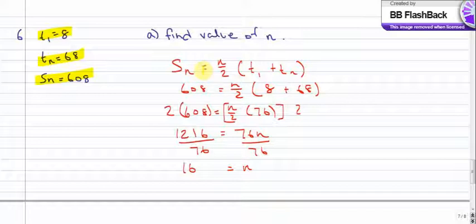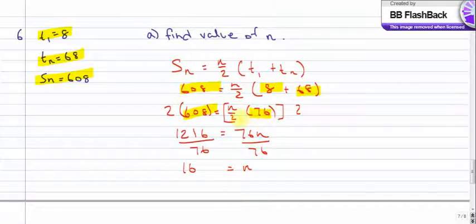The only missing piece is we don't know how many terms are in this sequence. So that's what we have to solve for. We know that the total sum is 608. We don't know how many terms there are, so that's left as n. We know the first term is 8, the last term is 68, and then we just solve for n. So 608 stays the same. We just add 8 and 68 to give us 76.